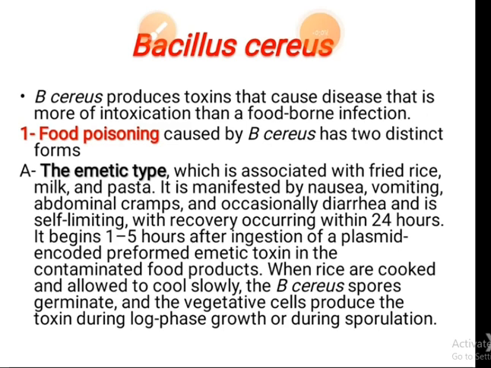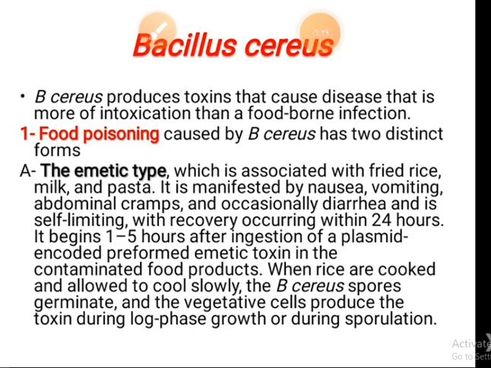The emetic type is associated with fried rice, milk, and pasta. It's manifested by nausea, vomiting, abdominal cramps, and occasionally diarrhea. Usually it's self-limiting, and recovery occurs within 24 hours. It begins 1 to 5 hours after ingestion of food containing the emetic toxin in contaminated food products.